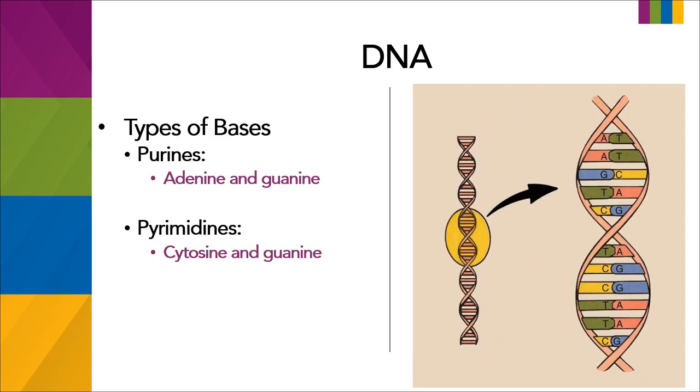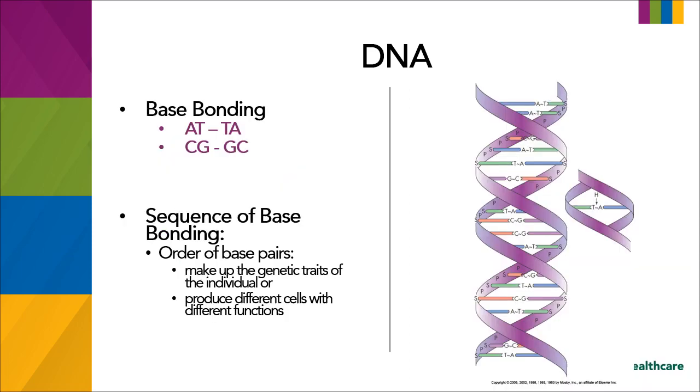We have two categories of bases. We have purines, which are adenine and guanine, and we have pyrimidines, which are cytosine and guanine. As far as base bonding, if you look at the rungs of the ladder, they're bonded so that they have A and T, which is adenine and thymine, on one rung, or thymine and adenine.